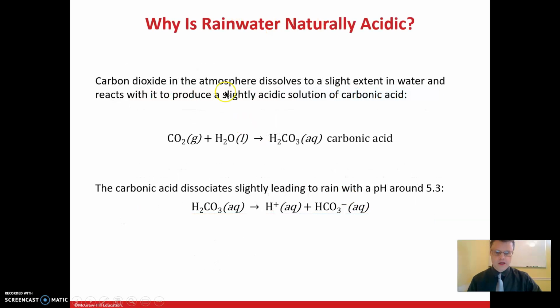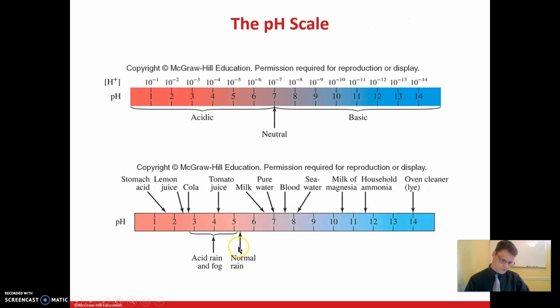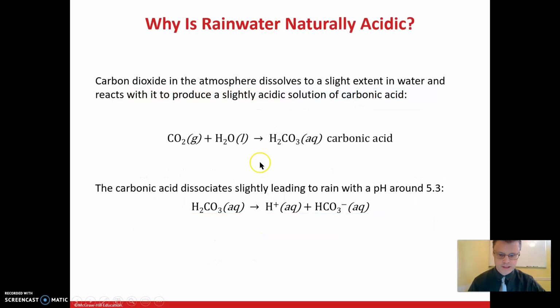All right. So it turns out, if we go back here, here's normal rain, which has a pH between 5 and 6, so it's slightly acidic. So why is that? That has to do with carbon dioxide. One component of the atmosphere is carbon dioxide, and this will dissolve slightly in water and react to produce carbonic acid in an acidic solution. So CO2 plus water will form carbonic acid. And then this can dissociate slightly, leading to the formation of H+ ions.